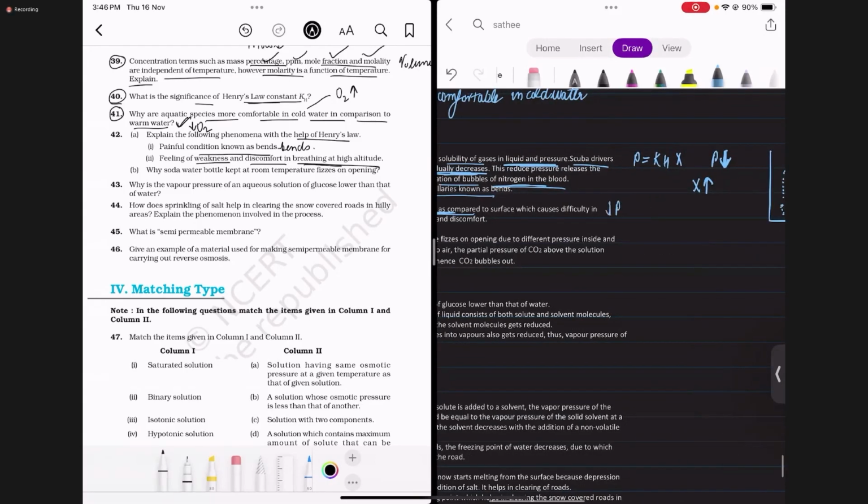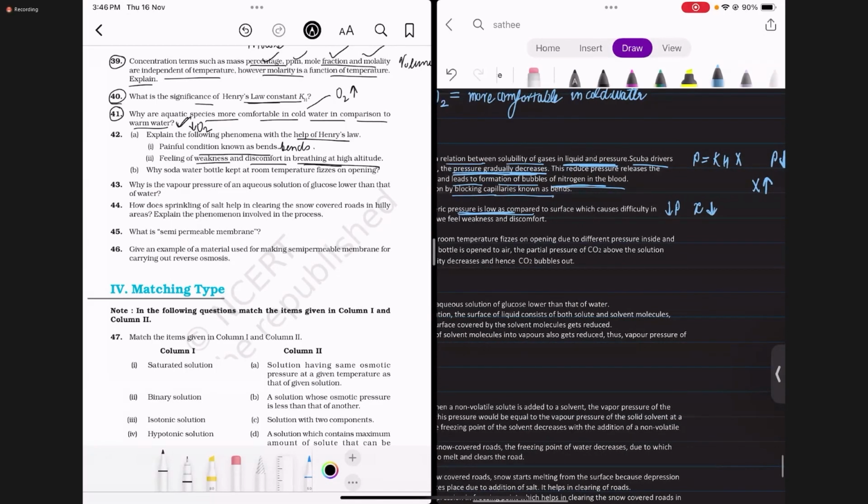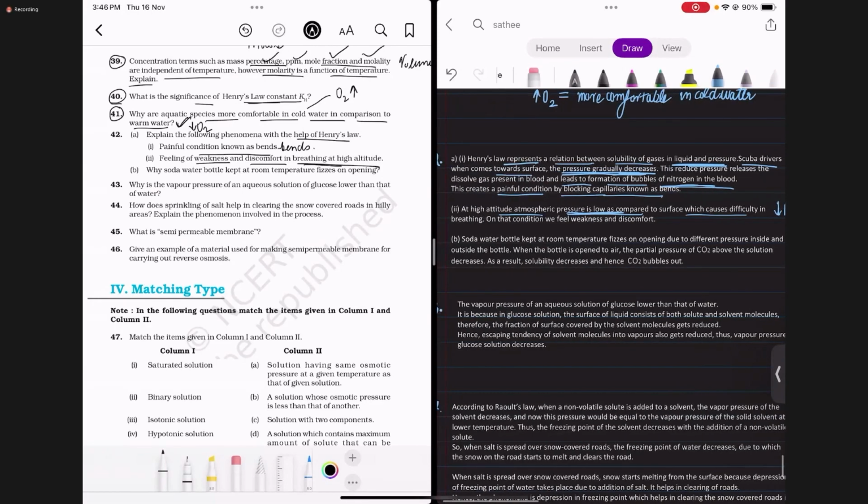Atmospheric pressure low होगा तो solubility of oxygen in the blood will also be low. And अगर oxygen ही नहीं है blood में, तो it will cause difficulty in breathing at high altitude. So इसके वजह से हमें anoxic feel होता है, we feel discomfort, we feel confused.